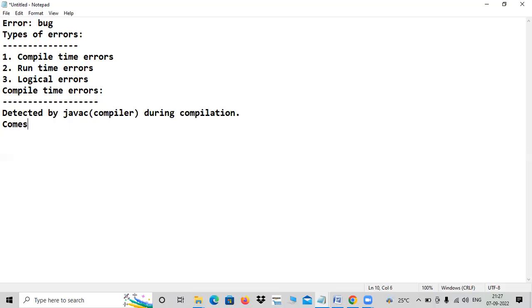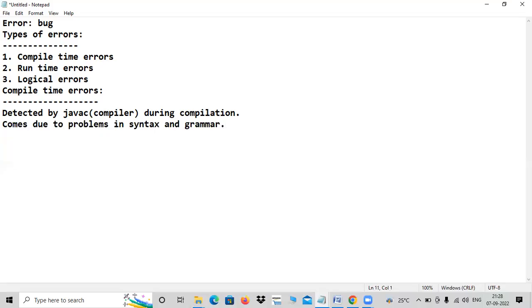They come due to problems in syntax and grammar. Grammar means spellings and also syntax. Syntax means missing semicolon or for loop. In place of semicolon, if you put a comma, normal mistakes which students usually do. Okay, and grammar, spellings, and these kind of problems come due to these kind of problems.